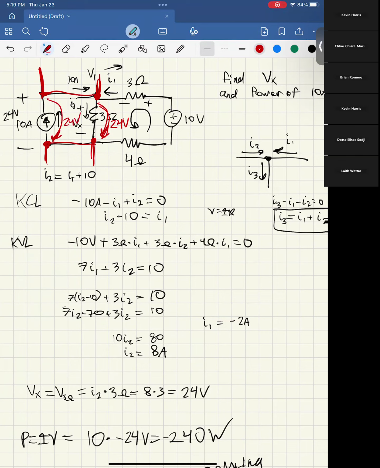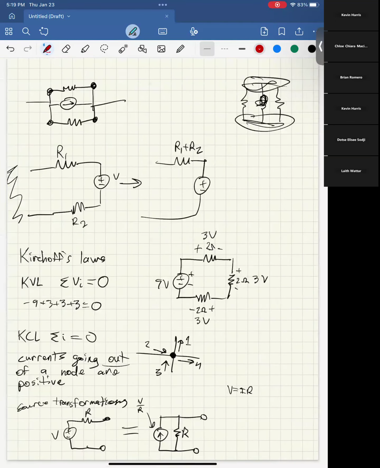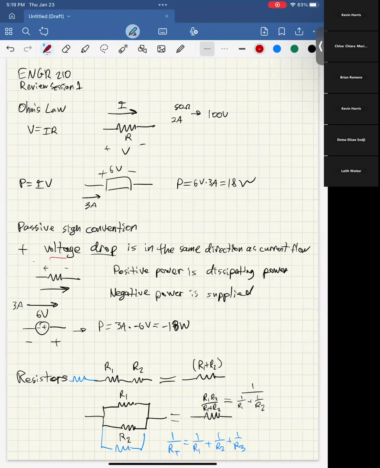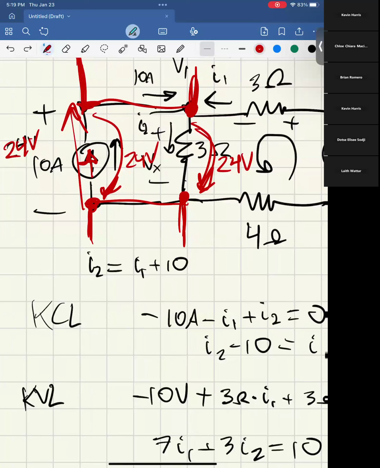So now we have this 24 volt voltage drop across the current source, and it's given that the current source is giving 10 amps in that direction. So we have 10 amps and 24 volts, and we find the sign because, again, it's positive when the voltage drop is in the same direction as current flow. Here, the voltage drop is in the opposite direction as current flow. The voltage is dropping in this direction, but the current is going in that direction. So we call it negative.